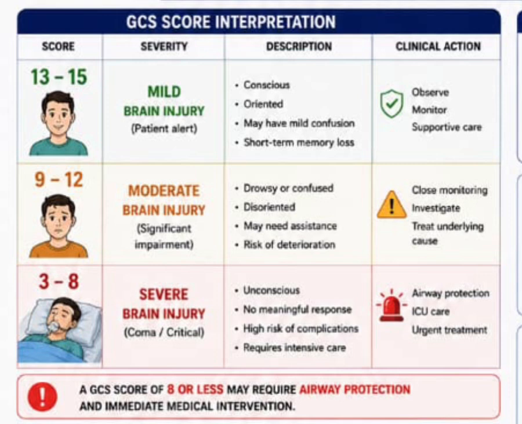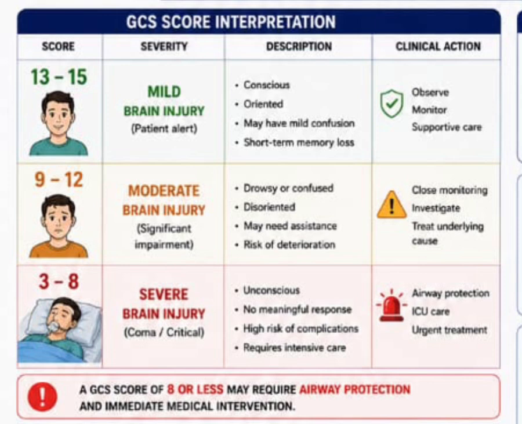If the patient has a 9 to 12, which is moderate brain injury, there's also significant impairment at that particular point, which means the patient will be drowsy or confused. Are you getting me now? Drowsy or confused, you know what it gives you when you are doing your verbal response, it gives you like a 4 there, and the patient will be disoriented. The patient needs assistance, and there's a risk of deterioration if you do not act fast. So give close monitoring, investigate, and know the underlying cause of why the patient is between a 9 to 12.